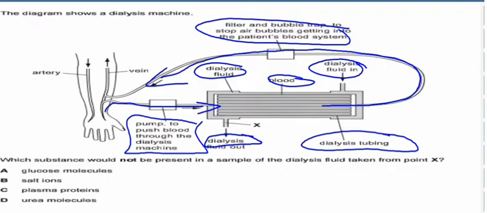So the question is saying which substance would not be present in a sample of the dialysis fluid taken from point X. So what is not going to be present here is just going to be urea molecules, which is D.